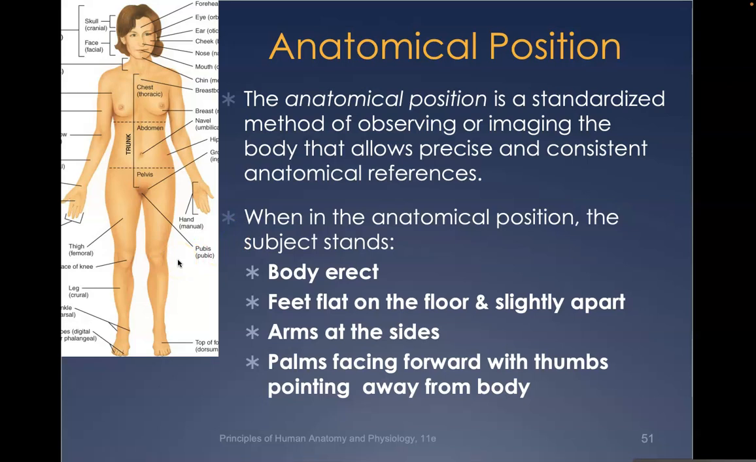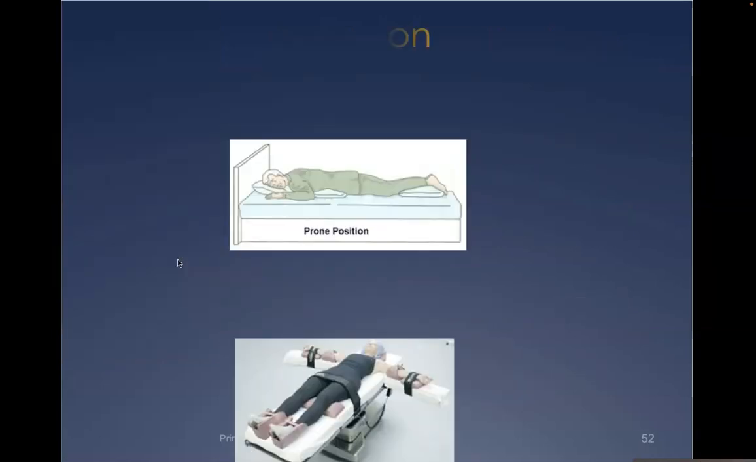So again, remember that it's going to be palms facing forward with thumbs pointing away from the body. Underline this, circle it, highlight it, whatever you need to do to make sure that you know that, because it may be the difference between you missing a point and getting that point. Because if you don't know anatomical position, you might know the reference, but you don't know the reference in the correct position on the body. So make sure you know that.